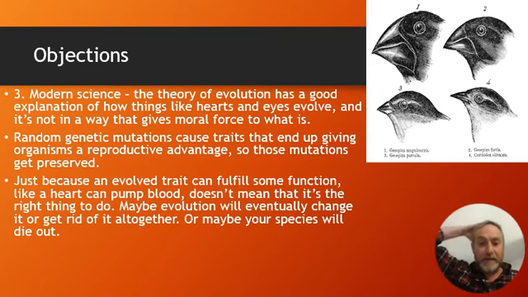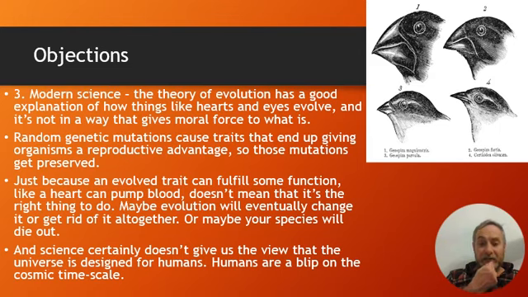Just because an evolved trait can fulfill some function, the heart can pump blood, it doesn't mean that it's the right thing to do or that it was in any way guided by any greater intelligence. You don't need to posit a greater intelligence. For all we know, someday there'll be a better way to pump blood, and hearts will go out evolutionarily, or maybe your species will die out entirely.